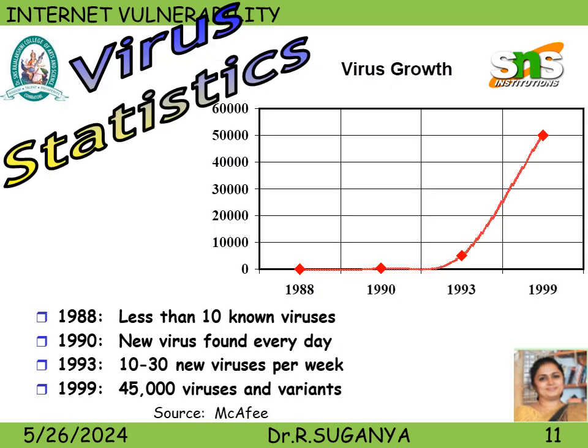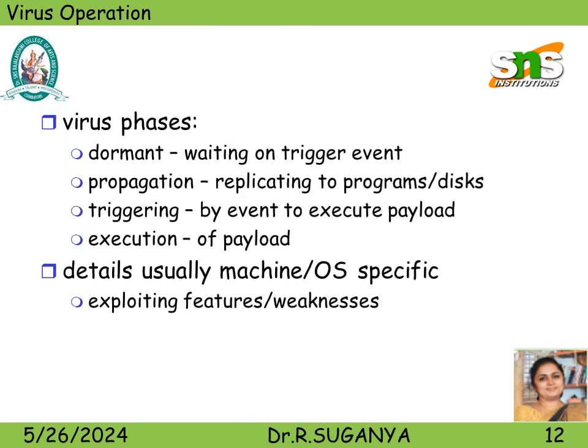Mature defenses are available. Virus statistics: in 1988, there were fewer than 10 viruses. In 1990, a new virus was found every day. In 1993, 10 to 30 new viruses per week were found. In 1999, 45,000 viruses and variants were found. Source: McAfee. So here we can see the growth.